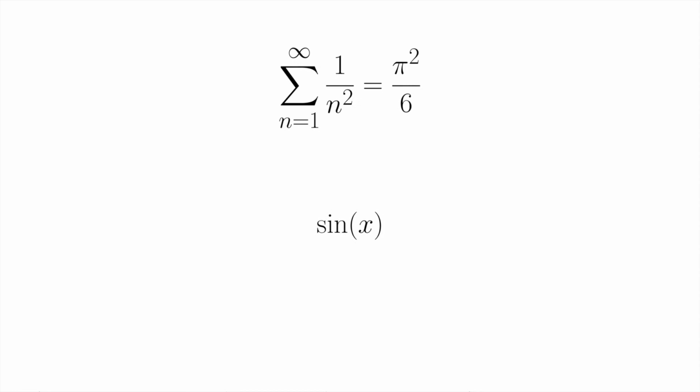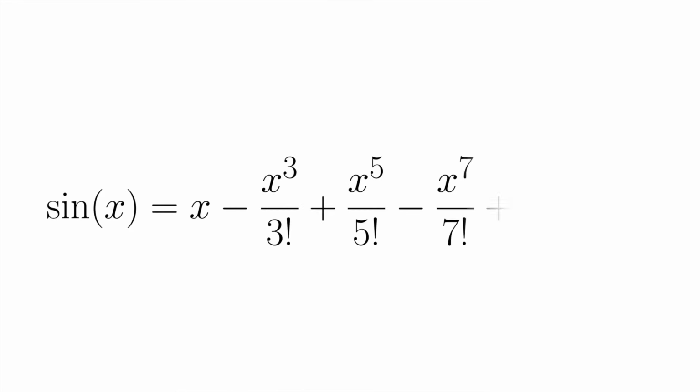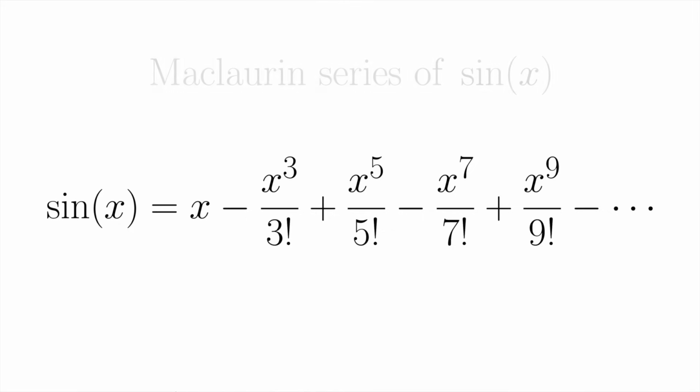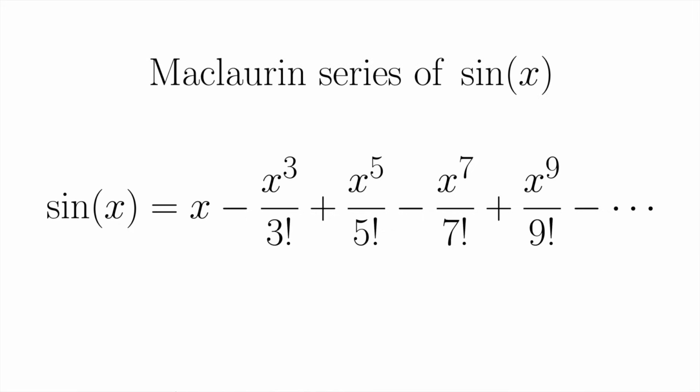Indeed, Euler's proof ultimately amounts to writing down two different formulas for sine of x and equating them. The first formula is this infinite series, which is known as the Maclaurin series of sine of x, or if you want, this is the Taylor series of sine of x centered at 0. This was well known at the time. If you follow this proof through very carefully, you'll notice that this 3 factorial here ends up being the 6 in pi squared over 6.